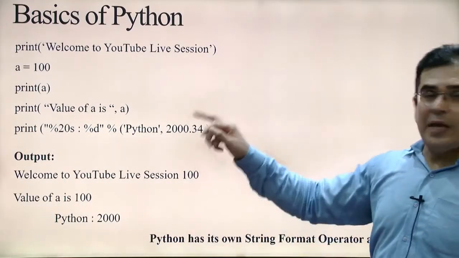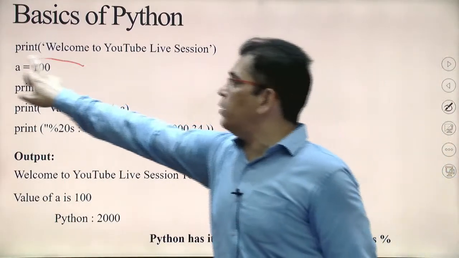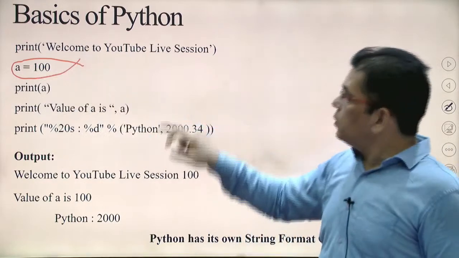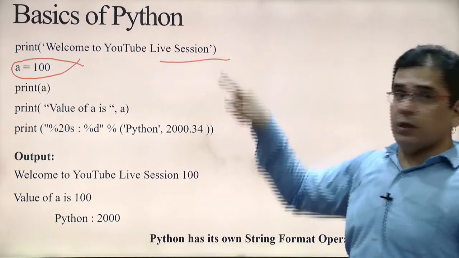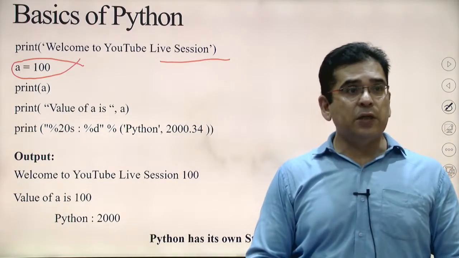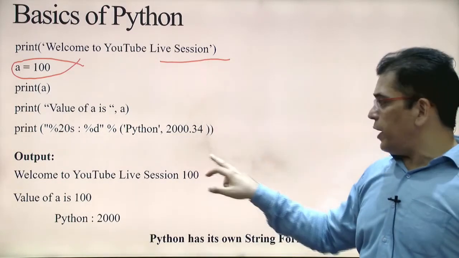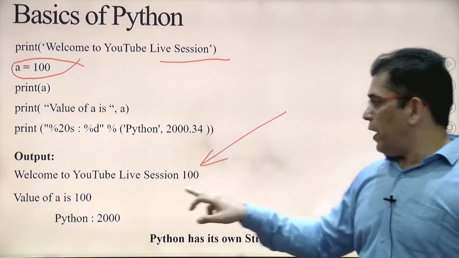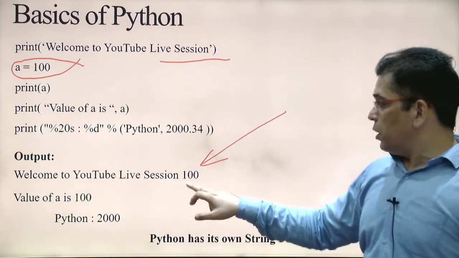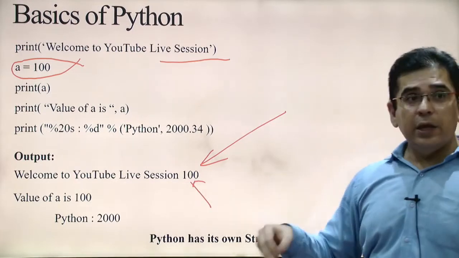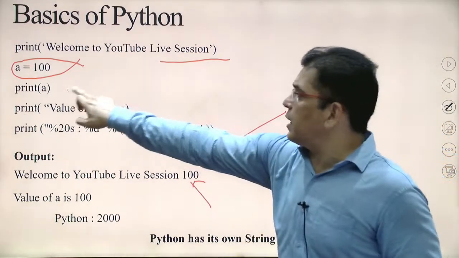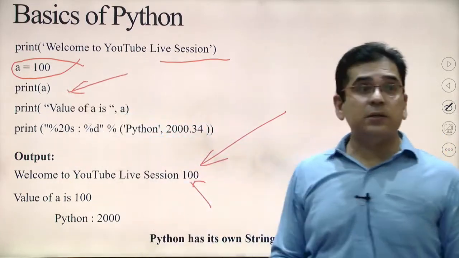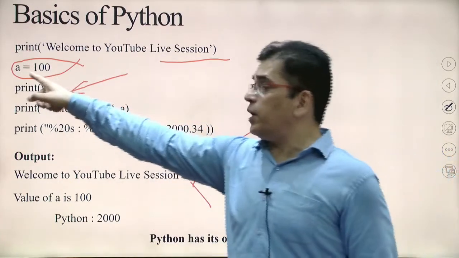Now I am just writing a simple program to assign a value to a variable. So first I have written print welcome to YouTube live session. I just want to print this output. So when I run this program, it will come here, welcome to YouTube live session. Now you can see 100 is written in the output line. From where did this 100 come? This came from the second print statement. I have declared a variable A.